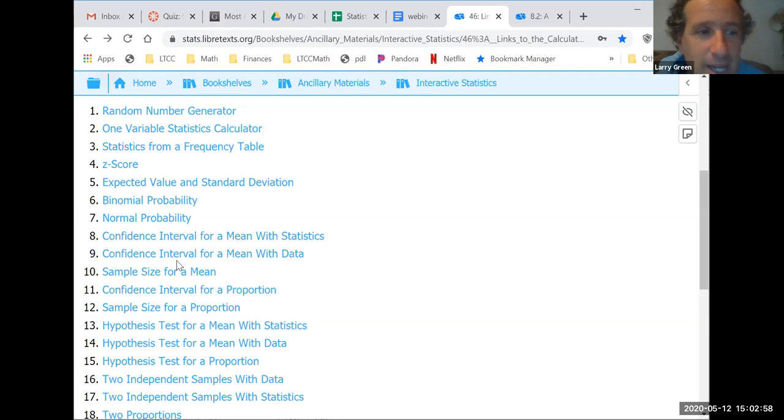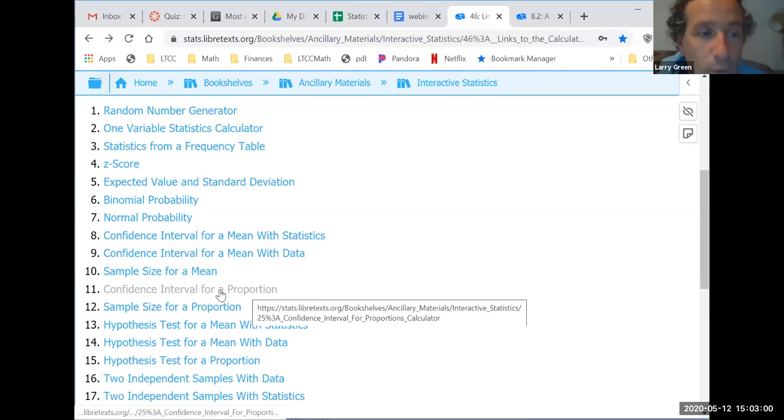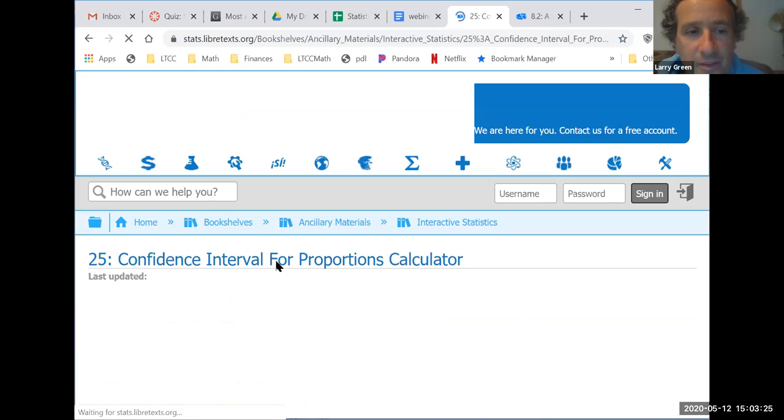If I want a confidence interval for a proportion, because that's what we're talking about, it's very important to understand whether you're dealing with a proportion or a mean. This is a proportion because the survey question is, do you favor voting by mail for the next election? And the answer is yes or no. And when you have yes or no, that's proportion.